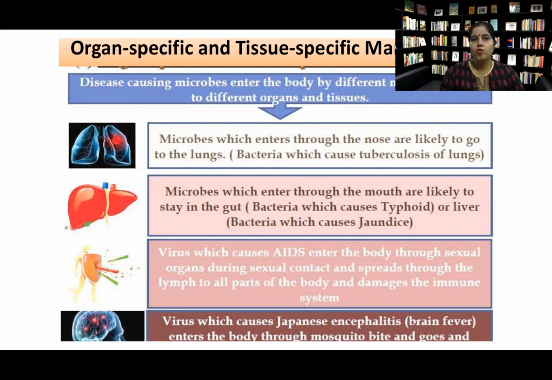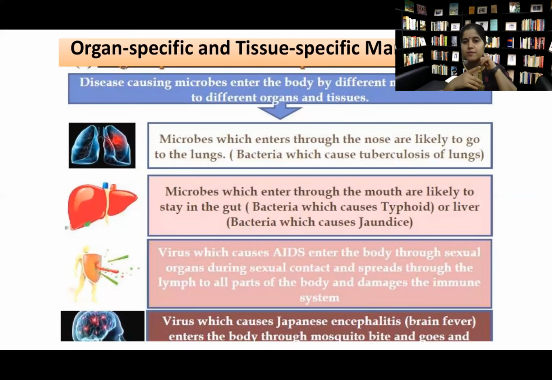Disease depends upon the microbes and the point of entry of microbes. It means if the microbes enter through the nose, they affect your lungs, so you will be affected by some respiratory tract disease. If the microbes enter through your mouth, they will affect your digestive tract. And if they enter through sexual contact, they will affect your immunity, like the HIV virus.